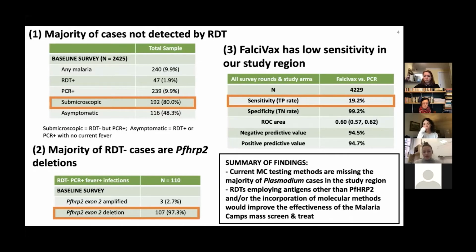So in summary, the current testing method, which is RDT only, that the malaria camps are using is likely missing the majority of Plasmodium cases in this study region, and RDTs employing antigens other than HRP2 or the incorporation of molecular methods would greatly improve the effectiveness of the malaria camps' mass screen and treat component. And that's all that I have.